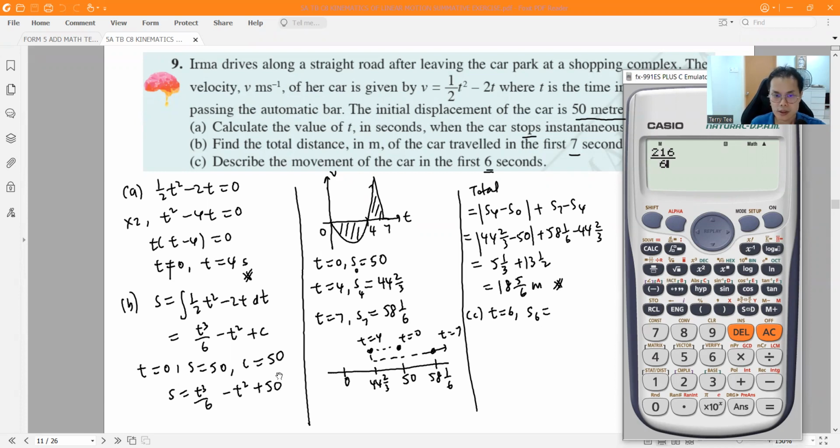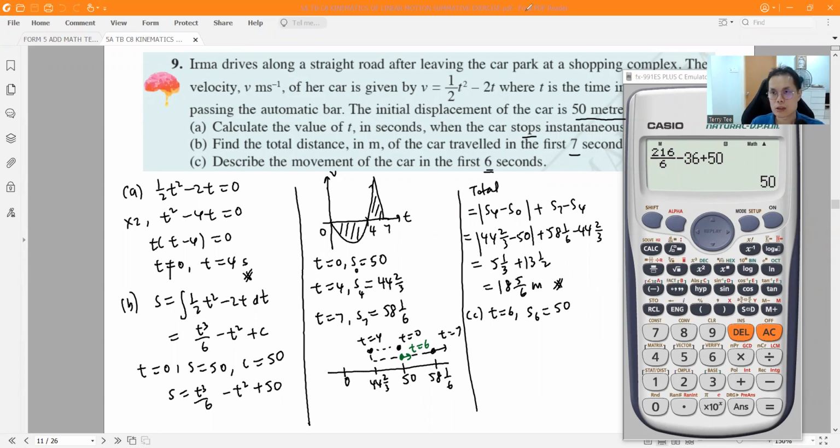216/6. All right, minus 6 square. This one is 6 square. 6 square is also 36. Well, you cancel each other out, right? And you will get 50, right? So that means that the car actually returned to the starting point when t is 6. It just goes back and then goes forward. At t equals 6, it is back where we started, right?